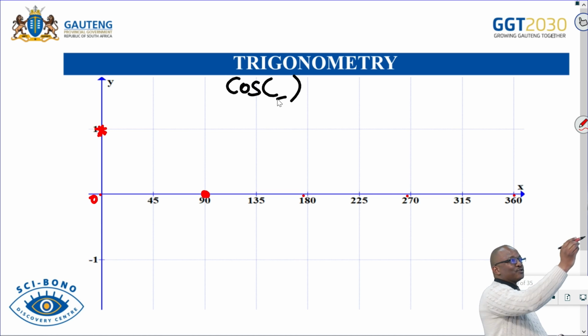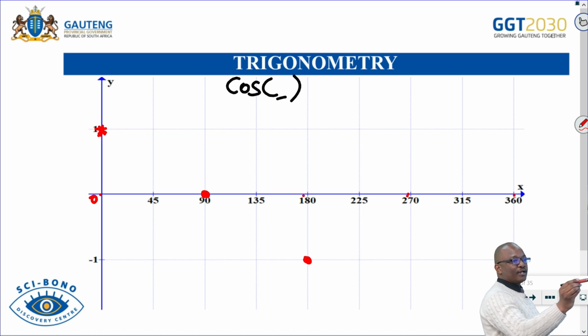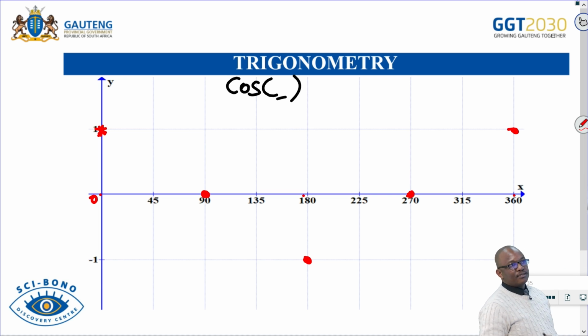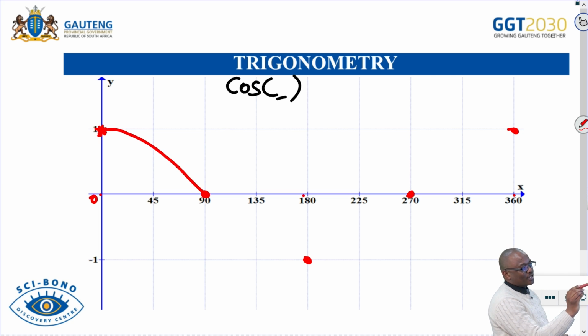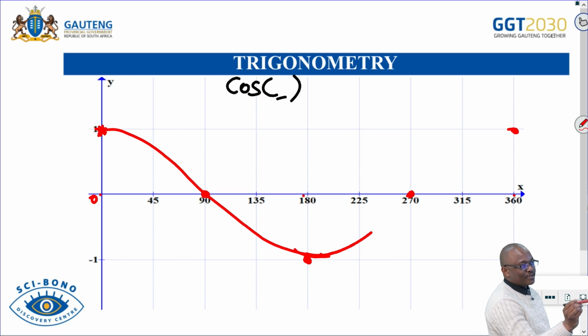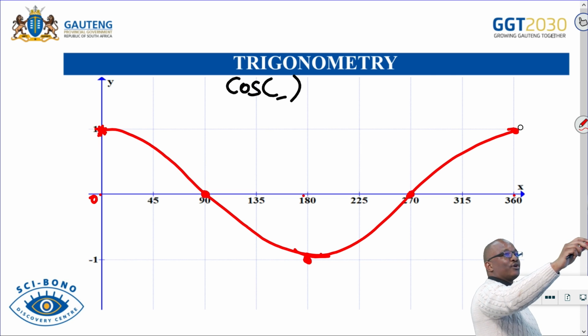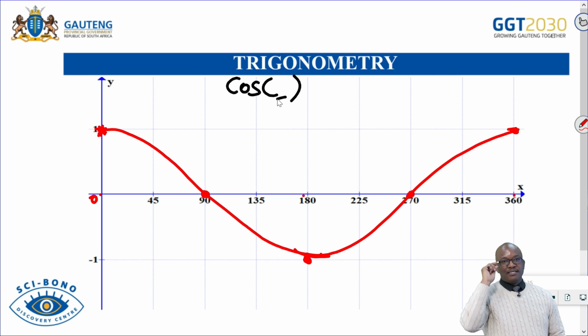And if you substitute 180, you will get -1. And if you substitute 270, you get 0. And when you substitute 360, you must get 1. So now, also here, when you sketch this graph, you must be careful. Correct. So now, there is your end point. It must end there at 360.